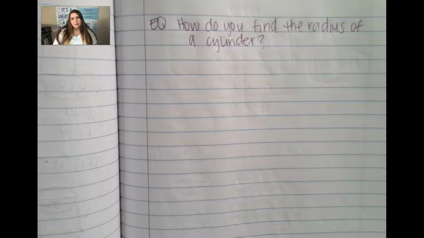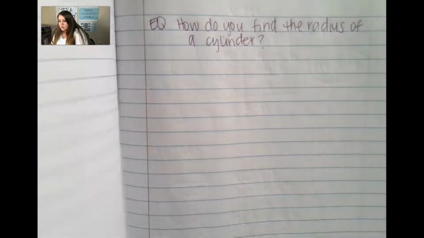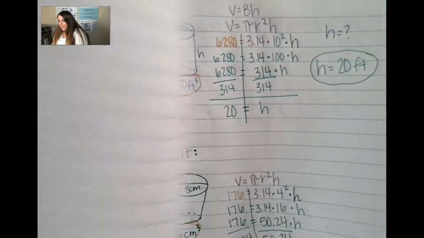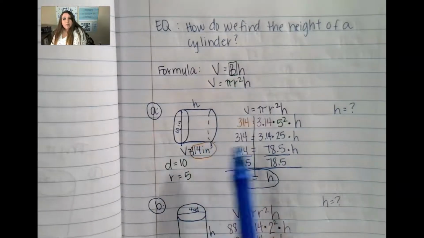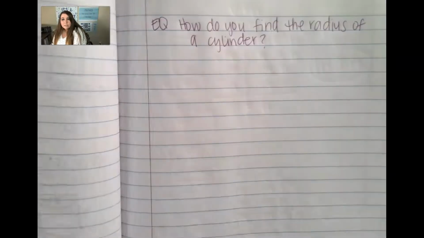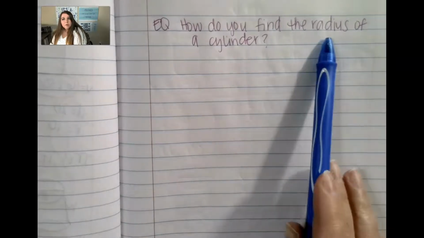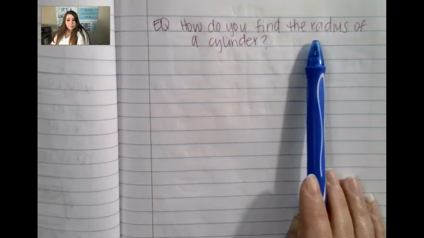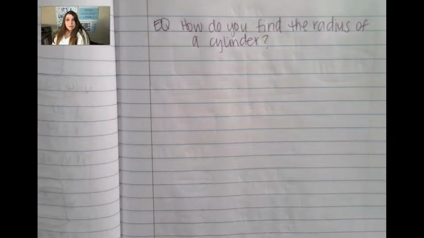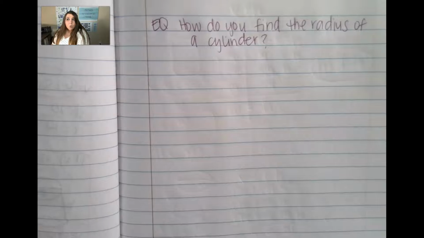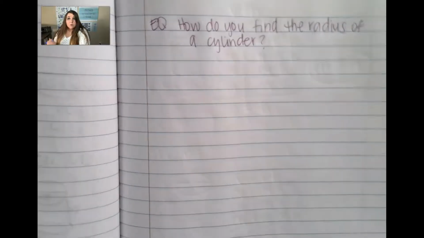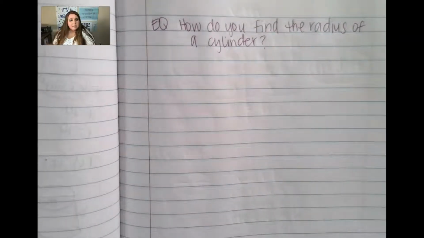Hi everyone, today we are going to be building on our previous lesson around finding the height. We weren't given the height, but we still used this formula and we had to solve for h. Today's essential question is looking for the radius. It's similar in that they will give you the volume and the height. We know about pi, so we're just going to have to solve for the radius. So instead of isolating for h, we're going to isolate the variable r instead.